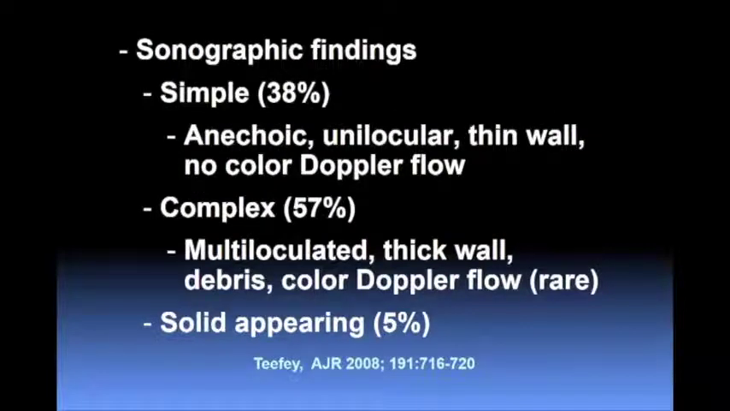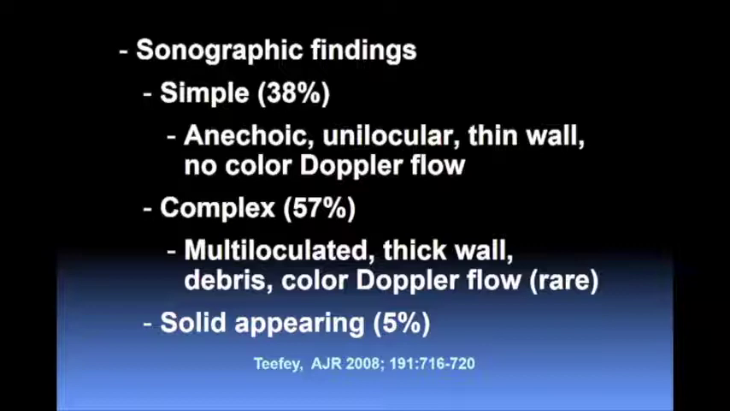We did a study quite a while ago just looking at the characteristics of ganglions and why initially many were thought to be simple. We found out in our study that in fact many more were complex. So when they're simple, and the simple ones tend to occur in certain locations, they're anechoic, they're unilocular, they have an imperceptible thin wall, and you don't see any color Doppler flow. But these can also be multiloculated. They can dissect around the wrist, they can have a thick wall, they can have debris, which is the mucin, and they may have color Doppler flow, but this is really a rare finding.